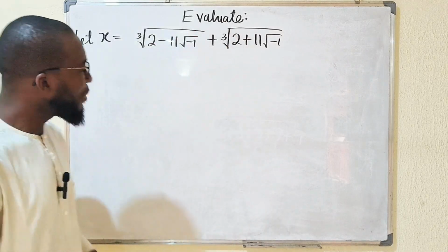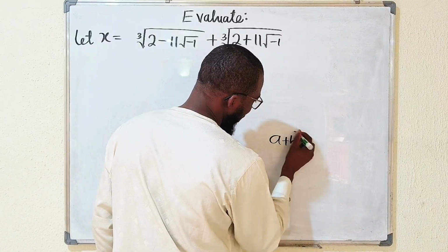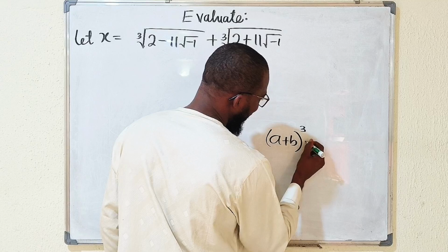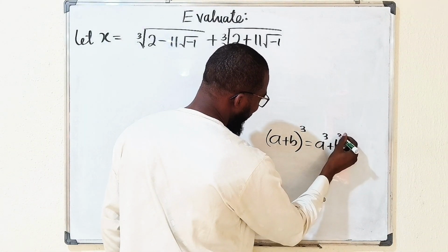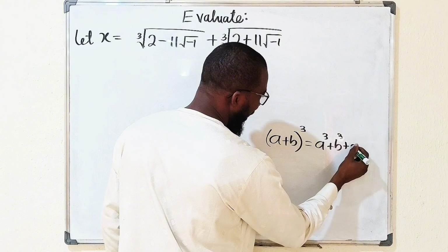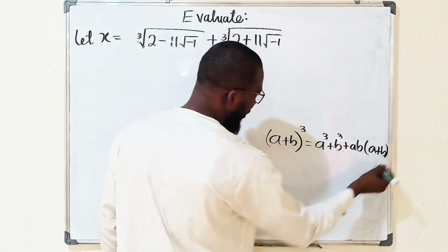But one thing you should remember is this. If you have a plus b raised to the power of 3, this is equal to a cubed plus b cubed plus a times b multiplied by a plus b.